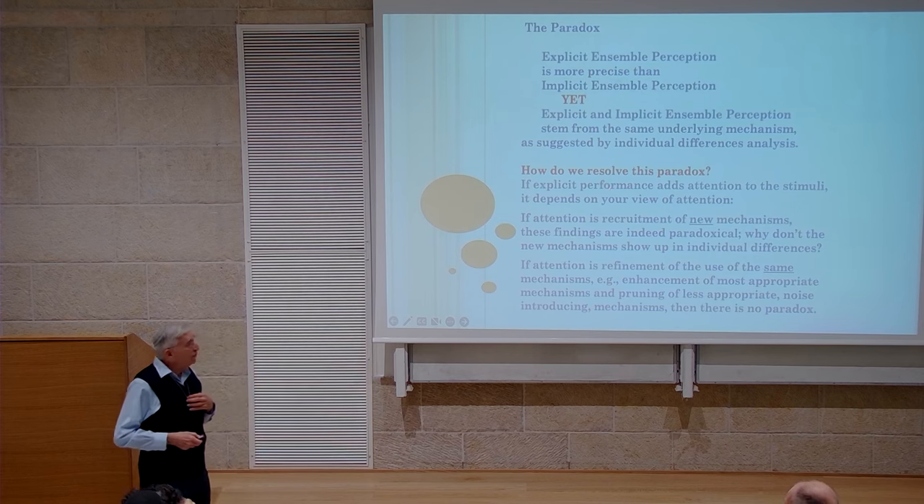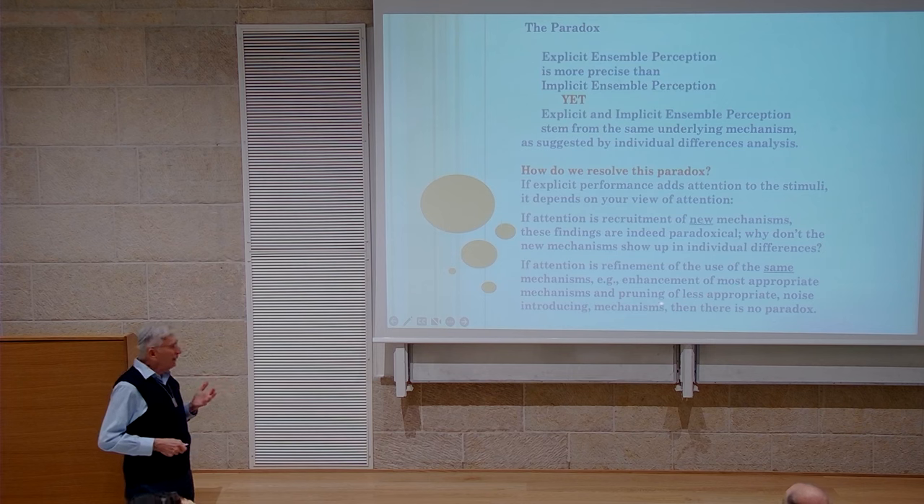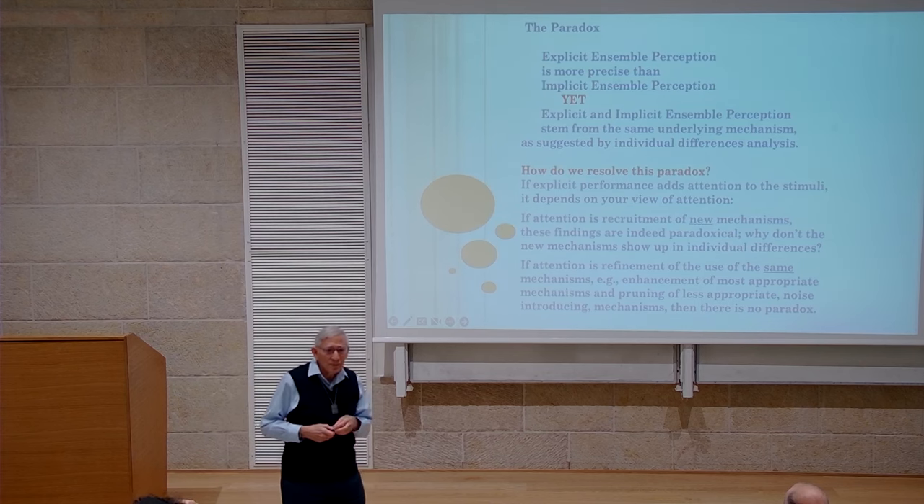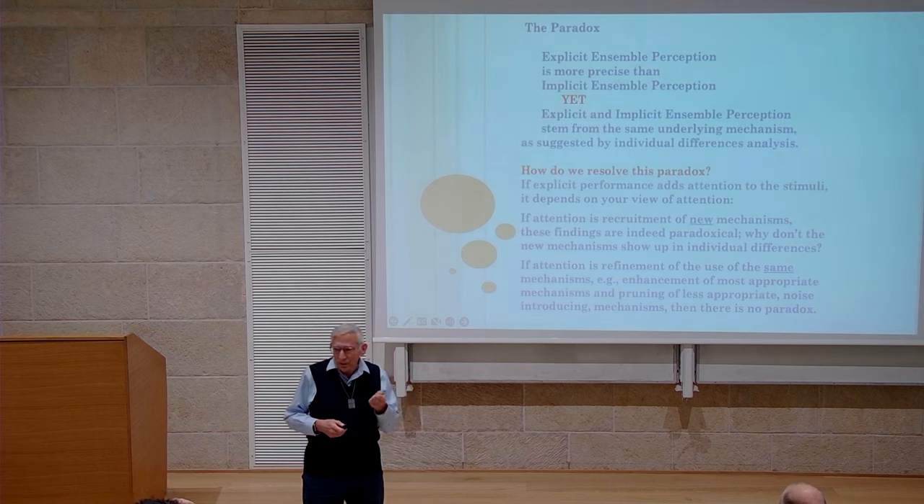And that depends on your view of attention. If attention is recruitment of new mechanisms, then we have a paradox. Why don't we see those new mechanisms when we do the individual differences? But if attention is refinement of the use of the same mechanisms, then we can say we have an enhancement of the most appropriate mechanism, pruning of less appropriate noise-introducing mechanisms, and therefore we can say there's no paradox. In other words, we solve the paradox by saying that attention is a way of using the same mechanisms better rather than using different mechanisms to solve.